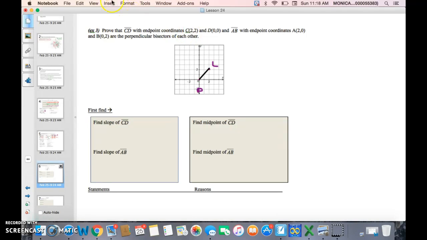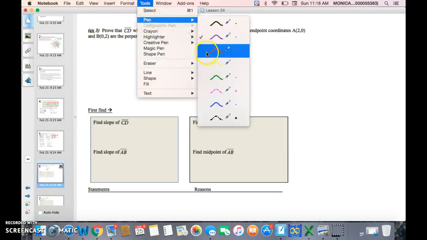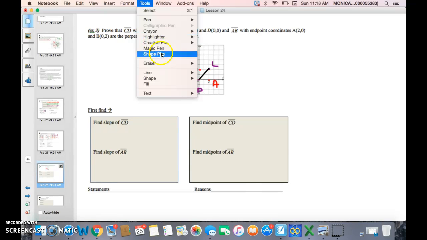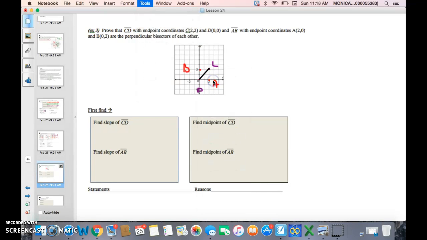And then I'm going to do AB, which is 2, 0 and 0, 2. Change this pen color to red. So 2, 0 is here, and 0, 2 is here. So I'm going to connect those with a line. Connect the dots. There we go.